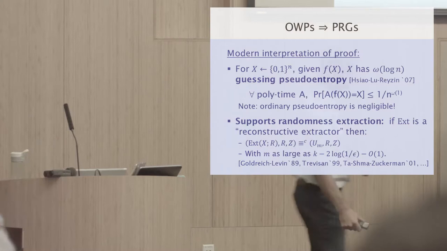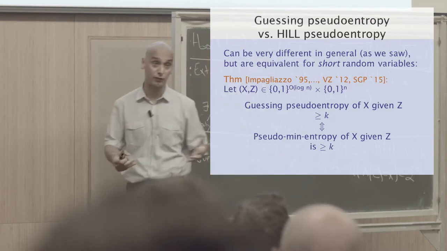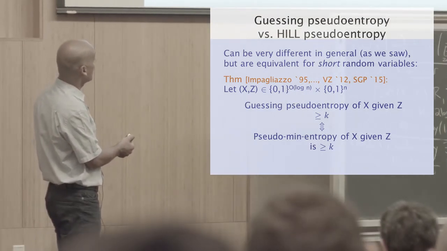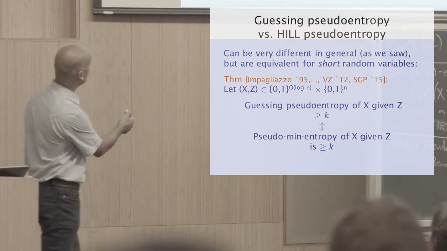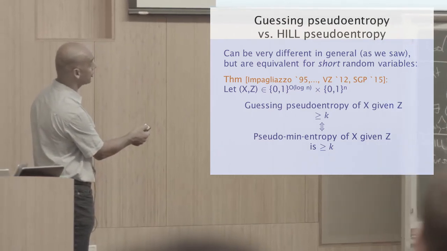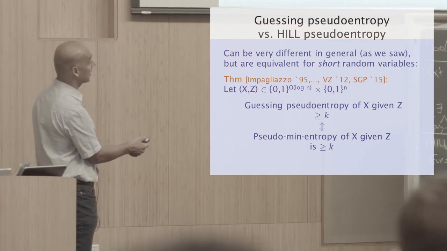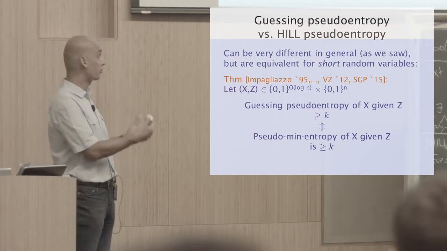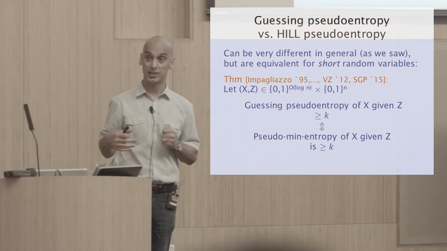All right, great. We talked about just now how guessing entropy can be very different from pseudo-entropy, for example, when we talk about the entropy of x given f of x for a one-way permutation. But it turns out that in some parameter regime, in particular when the random variable x is short, they actually are equivalent to each other. If I have a jointly distributed pair of random variables, x and z, where z is not necessarily short, z can be n bits long, where n is our security parameter, but x is at most logarithmic length, then the guessing entropy of x given z is equal to the HILL pseudo-min entropy of x given z. So if I can't predict x with probability better than 2 to the minus k, then x is actually indistinguishable from some random variable of min entropy at least k given z.